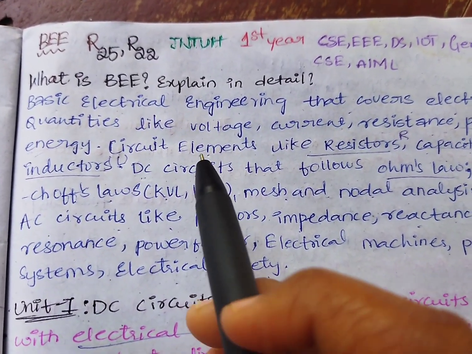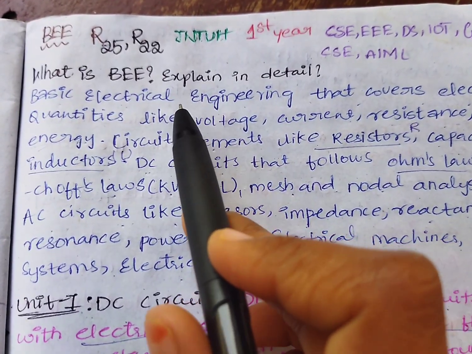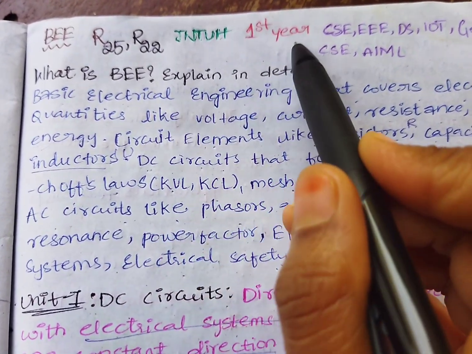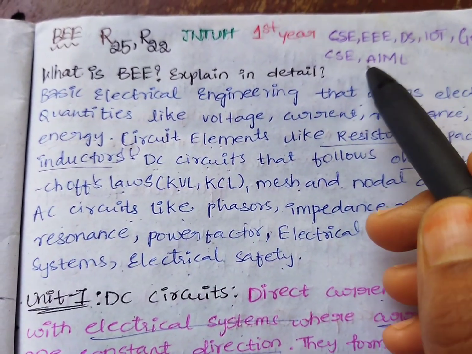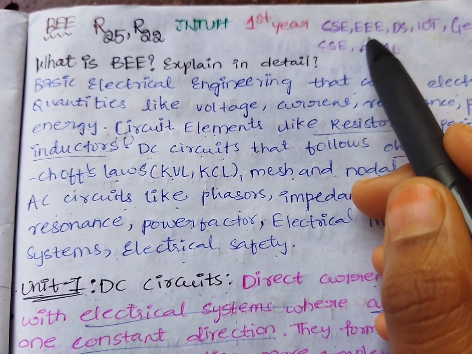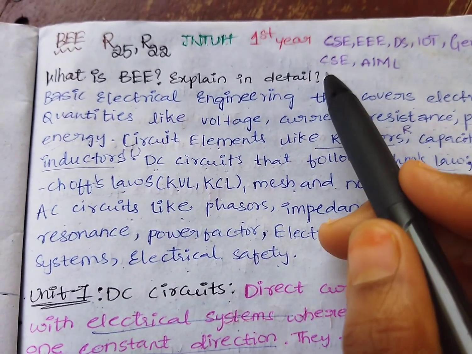This is Sarayum. Today's subject is BEE, Basic Electrical Engineering, B.Tech first year, R22, R25 regulation for all branches: CSE, EEE, Data Science, IoT, General CSE, AIML.